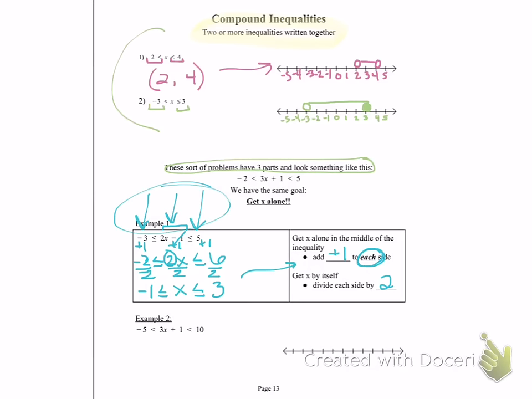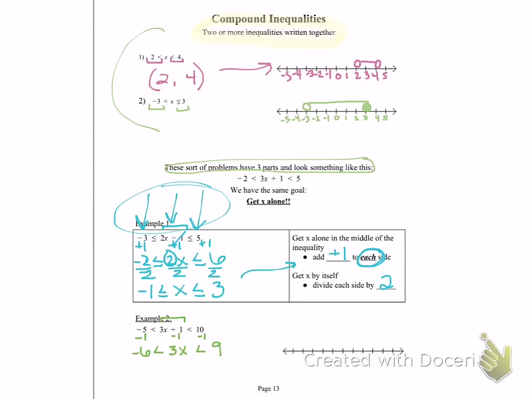Okay, so let's go ahead and do example number 2. So I've got this 3x plus 1 in the middle. Well, let's isolate that variable. So I got to get rid of that 1. So I'm going to subtract 1 on each side. So -5 minus 1 gives me a -6. I bring down that equality. I bring down my 3x. And then I'm doing 10 minus 1, which gives me a 9.